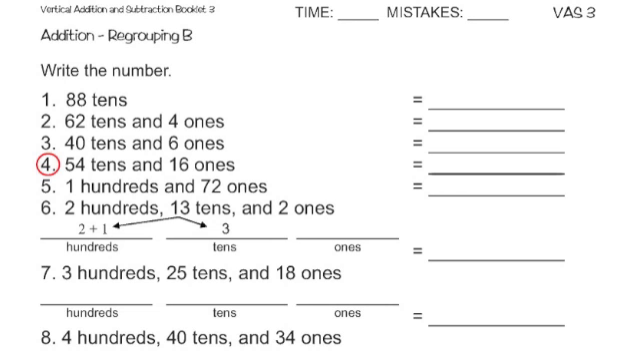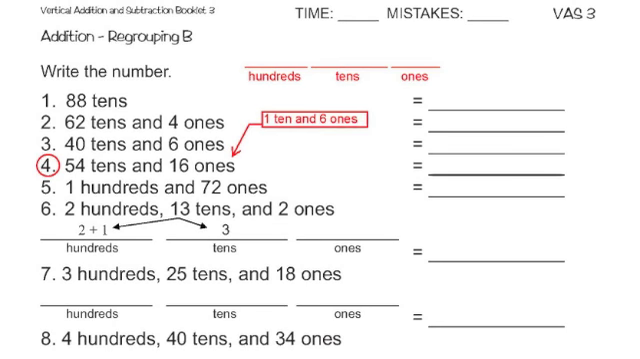Now let's move on to page 17. This is going to be our final example page for this booklet. So we're going to start with number 4. We have 54 tens and 16 ones. I'm going to start with my regrouping of the 16 ones. That's actually the same thing as 1 ten and 6 ones.